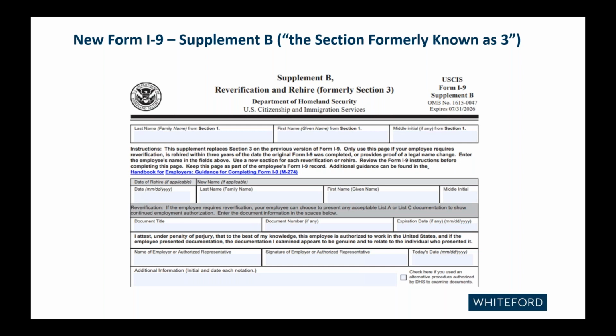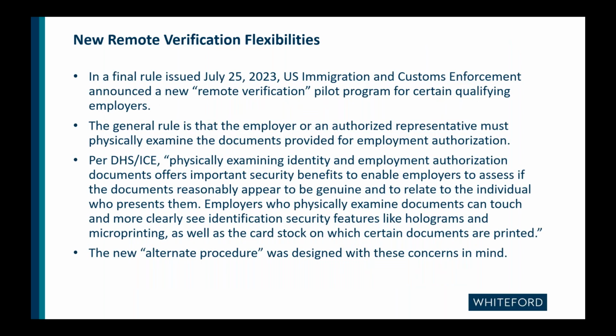The supplement B is very similar as well, but this is what the new re-verification and rehire, formerly known as Section 3, is. And that is when somebody has expiring employment authorization and you need to re-verify them. That would be with somebody who has work authorization that expires pursuant to an H-1B visa, or if they have expiring work authorization due to an expiring employment authorization document. An individual with an expiring green card is not somebody who needs to be rehired, re-verified. Okay, so that is the new I-9 form.